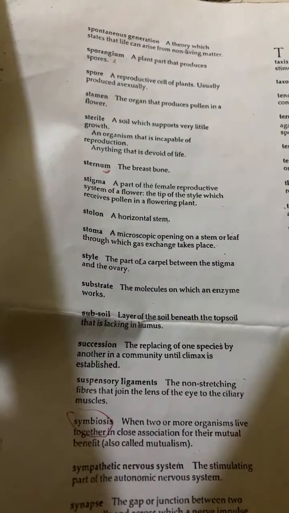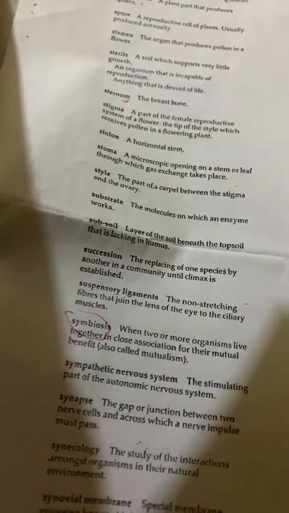Two organisms live together in close association, for the mutual benefits, without any bad blood, without any disadvantage, without any effect. They are called what? That's called symbiosis or mutualism.